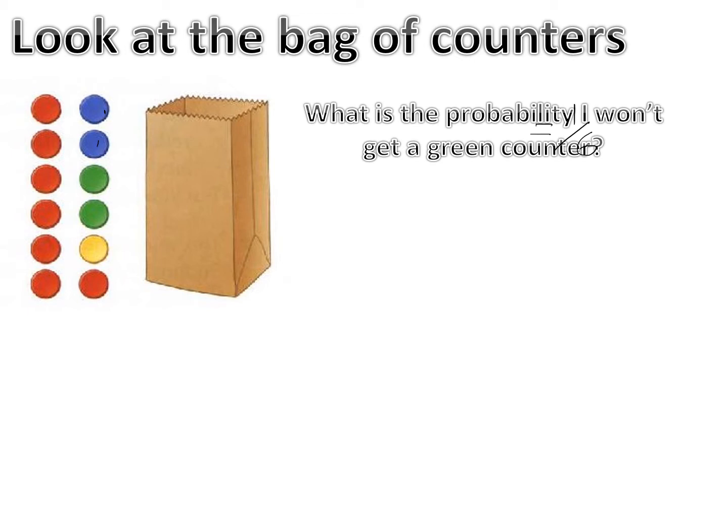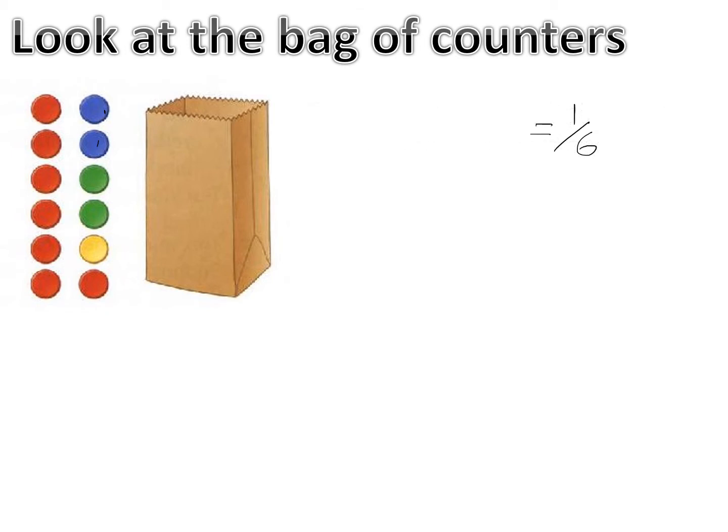Then what is the probability I won't get a green counter? So now the question is, I won't get a green counter. How many green counters are there? It's only 2. So the probability of not getting a green is 10 out of 12, and we can simplify this to 5 over 6.